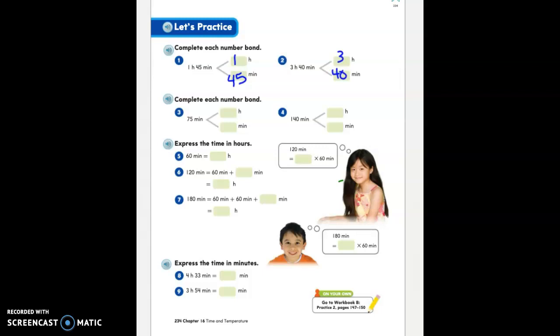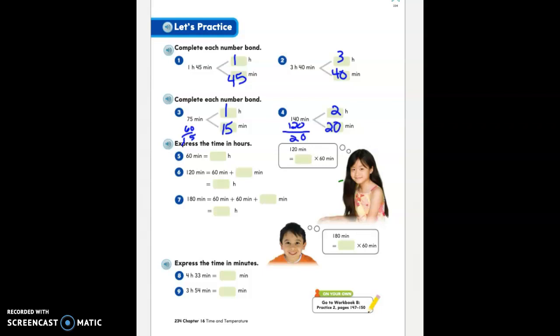Then it's asking us to complete each number line. So 75 minutes, that's over 1 hour because we have 60 minutes in an hour. That's going to be 1 hour, and subtract 60 from there. I'm left with 15 minutes. 140 minutes, I know that 2 hours is 120. I'm going to subtract. I'm left with 20 minutes.